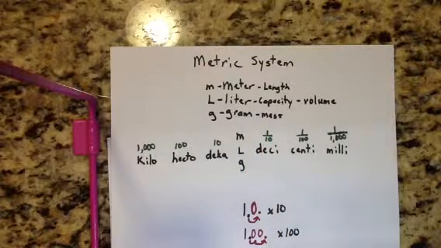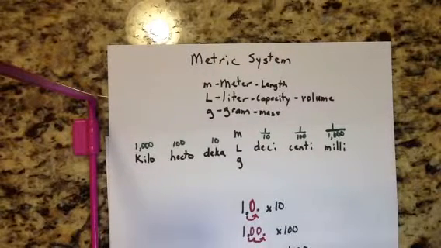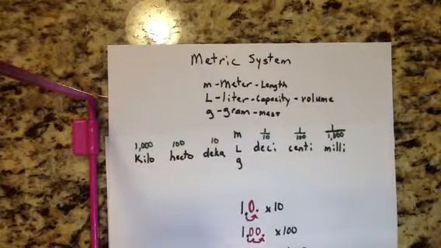Mass is similar to measuring weight but different. Weight changes with gravity, mass does not. Mass is always the same whether you're on the earth or on the moon, because mass is measured with a balance system.